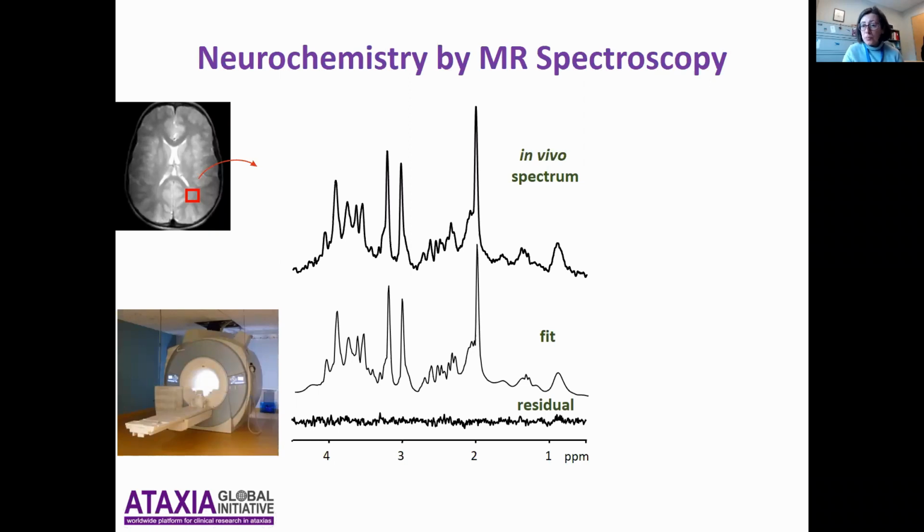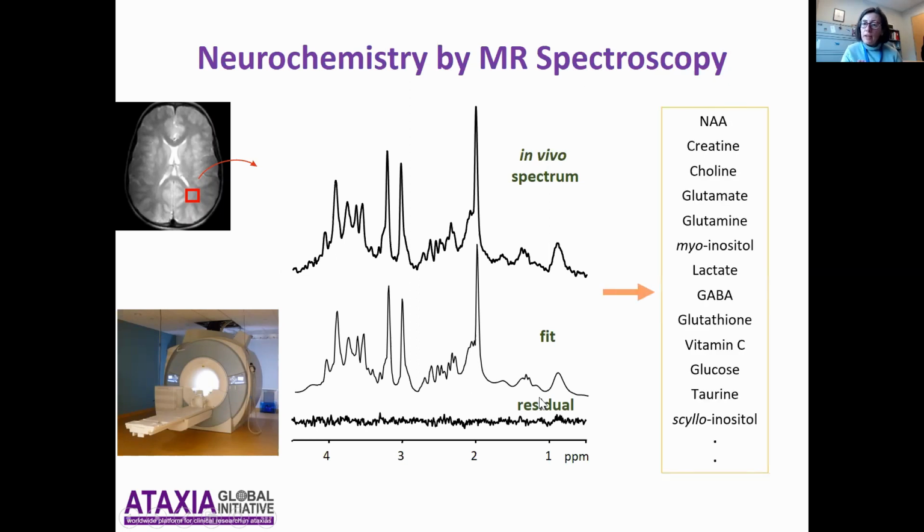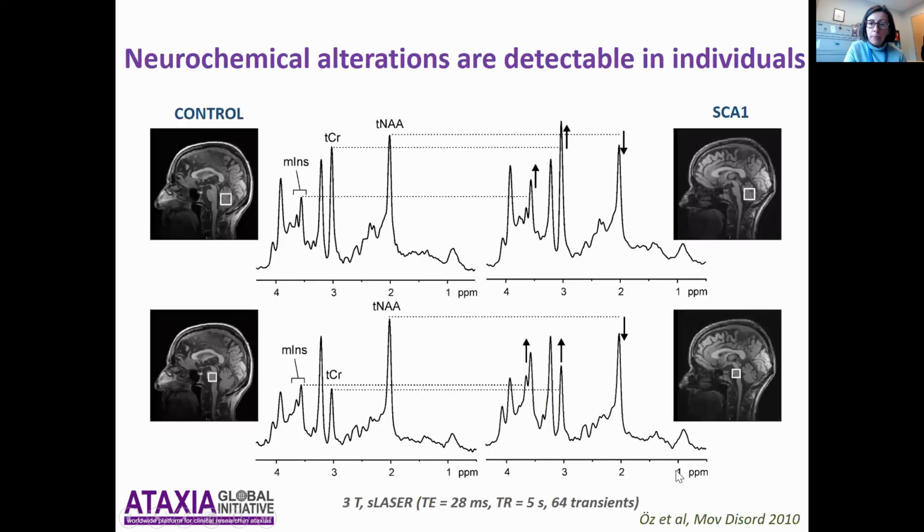Here you suppress that water signal, so you can see these millimolar level metabolites, and each of these peaks correspond to a different neurochemical of interest. You do some mathematical modeling, mathematical fitting, and you get endogenous concentrations, estimates of concentrations of a list of highly concentrated metabolites, up to 20 of them.